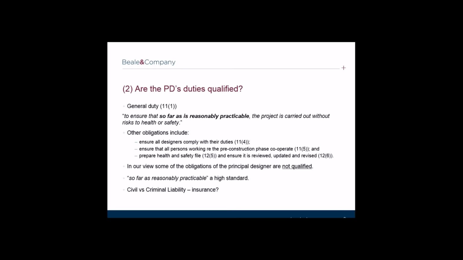Further, if, as is common, as I will explain later in the talk, the principal designer's appointment contains obligations which repeat CDM 2015, civil liability for breach of such obligations could be established even if the PD has exercised reasonable skill and care, i.e., even if it has not been negligent. Some professional indemnity insurance policies provide cover on a negligence-only basis, so this is an important point. Any PD appointment should be carefully considered by insurers.